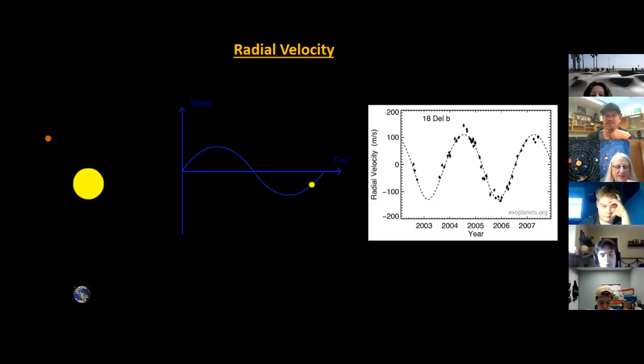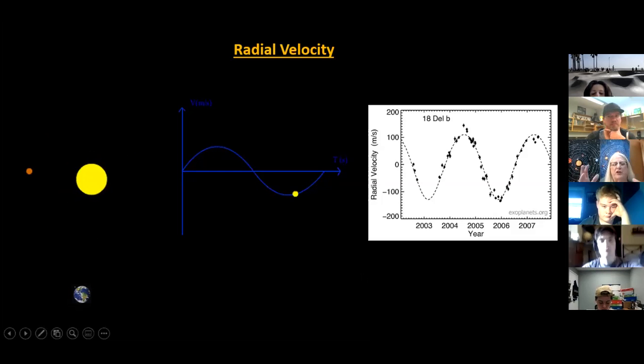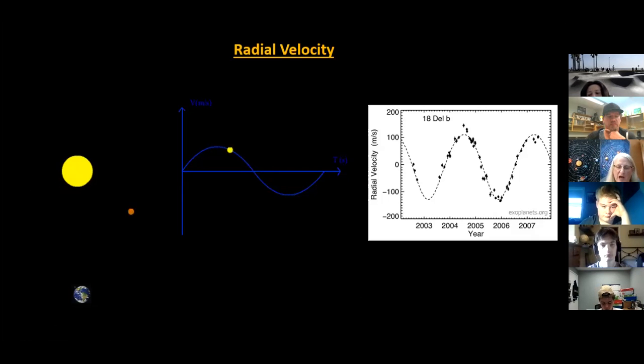And this gives us the radial velocity with respect to Earth. So it's line of sight velocity. It is dependent on the planet's mass compared to the star's mass. For example, our sun moves about 13 meters per second because of Jupiter. So the mass of Jupiter is tugging on our sun.